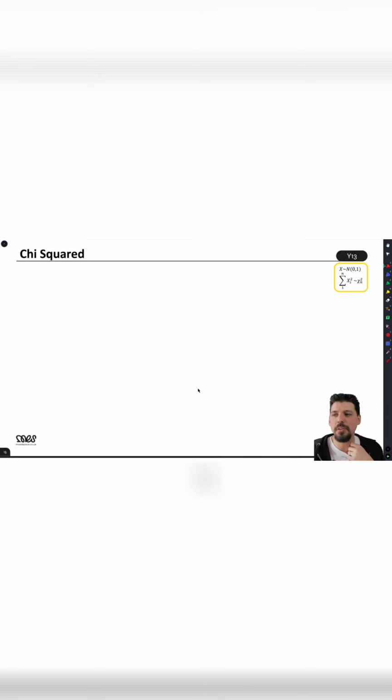Chi-squared. Now, this is what I really wanted to mention up here. No one ever really tells you this, right? But why is it chi-squared and whatever? Well, if x is a normal distribution, the sum of a whole bunch of x squares is chi-squared.